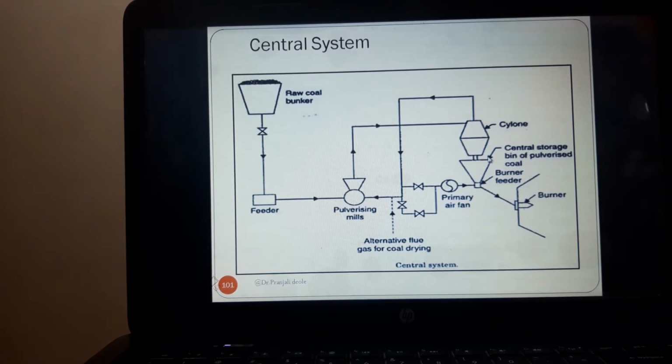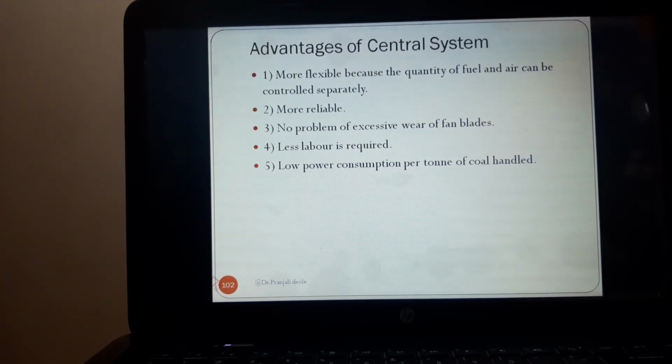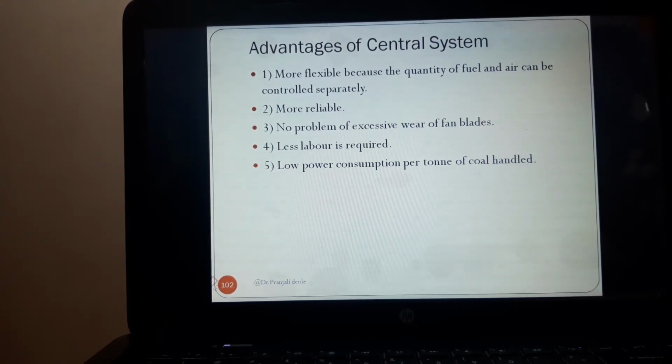Now this central system also has certain advantages. Let's talk about the advantages of the central system. The central system offers good control of coal fineness. It is more flexible because the quantity of fuel and air can be controlled separately. It is more reliable, as it has no problem of excessive wear of fan blades. In this case, less labor is required. There is low power consumption per ton of coal handled.